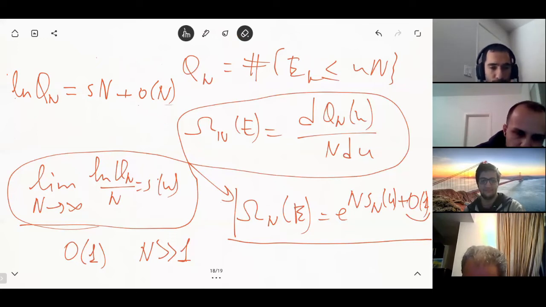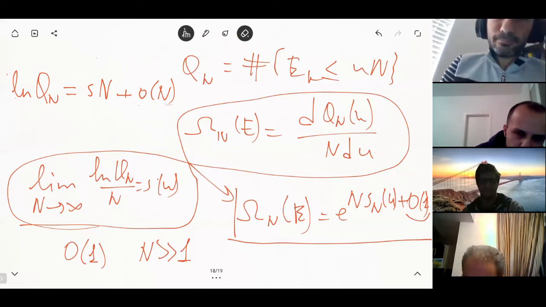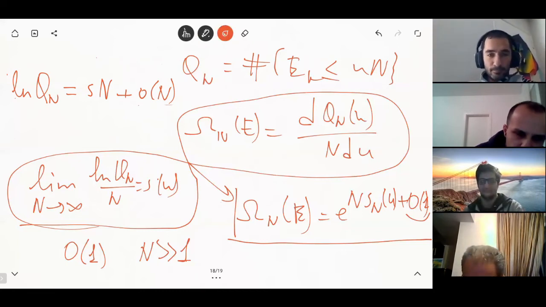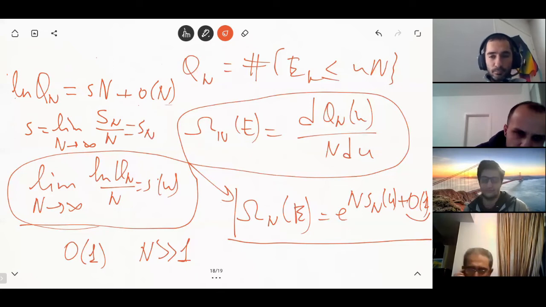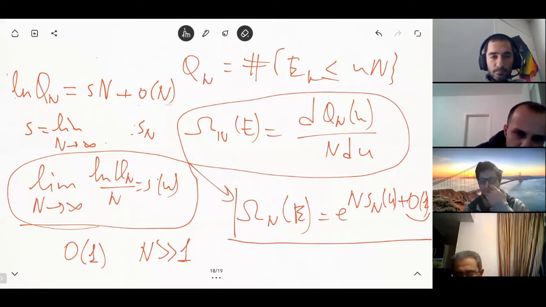Okay. Now, there is another rigorous result that is super intuitive. I'm not even going to mention whose result that is. If S is the limit as n goes to infinity of large S over n, which is the small Sn here, then since this is the case, what we have is that S equals Sn plus o(1).